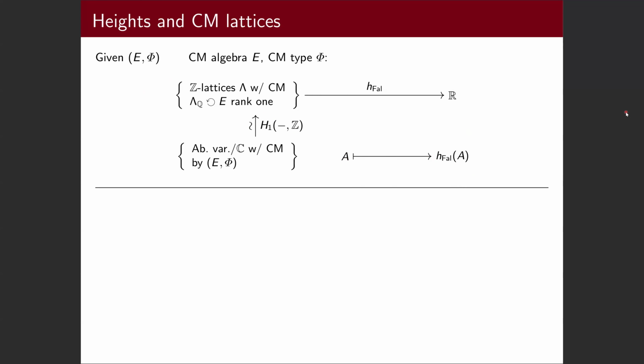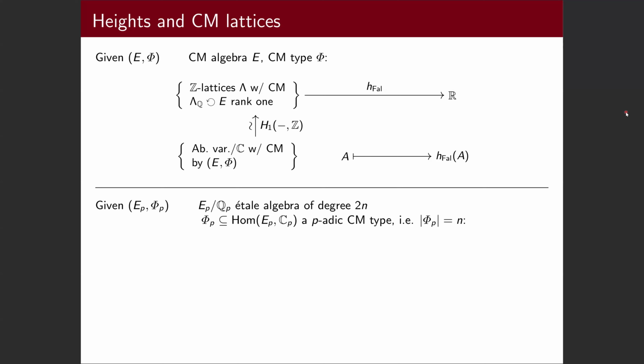Okay, so the next thing that I want to do is do something similar, but for p-adic lattices. So let's say I take a p-adic CM pair. All this means is that E_p here is some étale algebra over Q_p, so some finite product of finite degree field extensions of Q_p with total degree 2n. And this phi_p is a p-adic CM type. This just means some set of embeddings of E_p into the p-adic complex numbers of size n. So unlike the number field case, I impose no condition about complex conjugation or anything like this. I just want this to be a set of n embeddings.